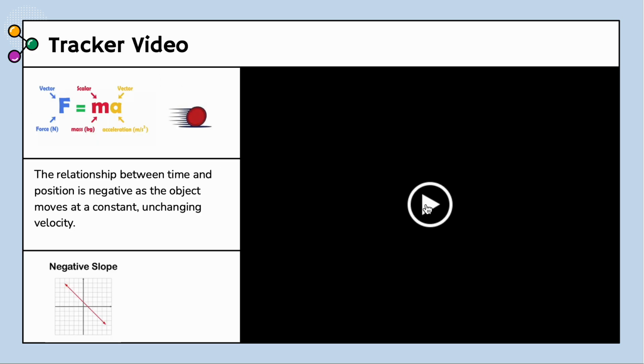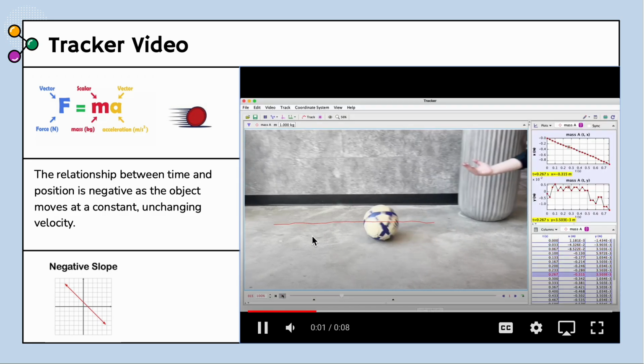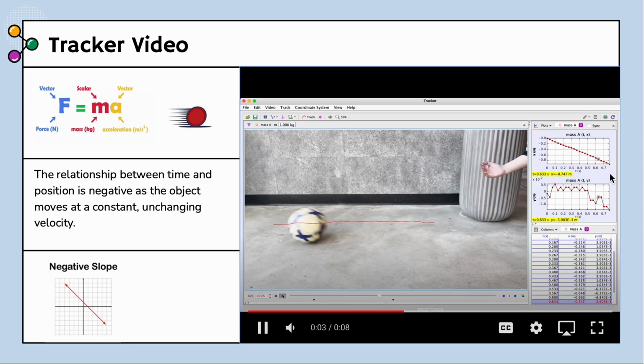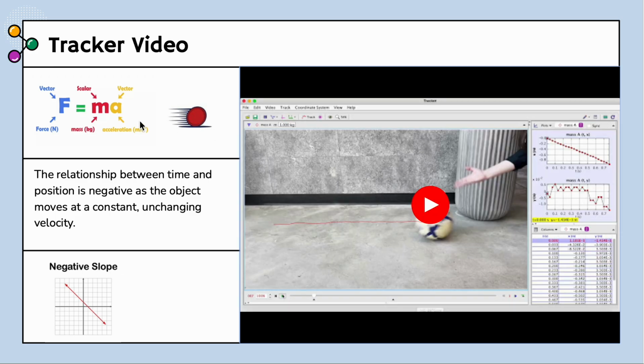This is my Tracker video. I'm just going to play it real quick. I used a ball, and as you can see, there is a negative slope trend in Tracker for the data. Basically our conclusion for this video is that the relationship between time and position is negative as the object moves at a constant and unchanging velocity, or has a net force of zero.